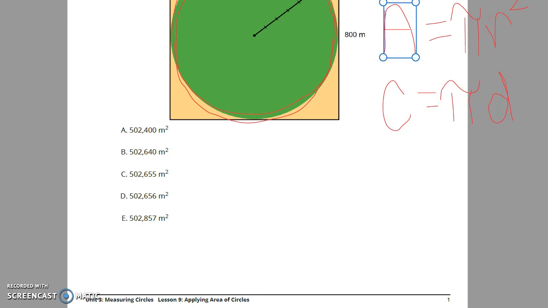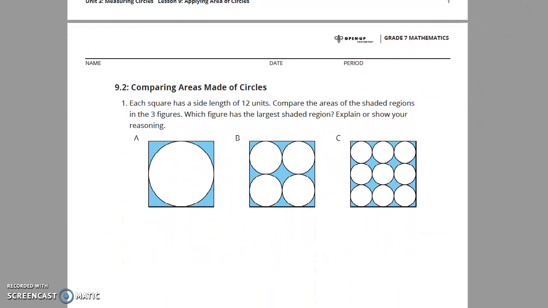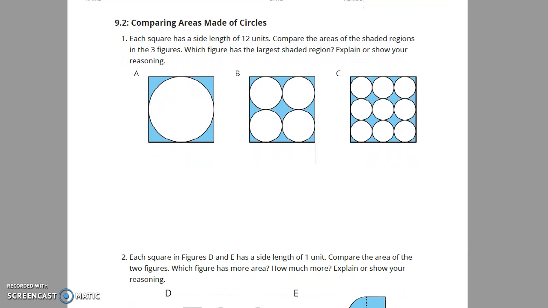The answer is 500,000, 2,655 meters squared. So that is C. All right. Okay, let's move on to our next question.